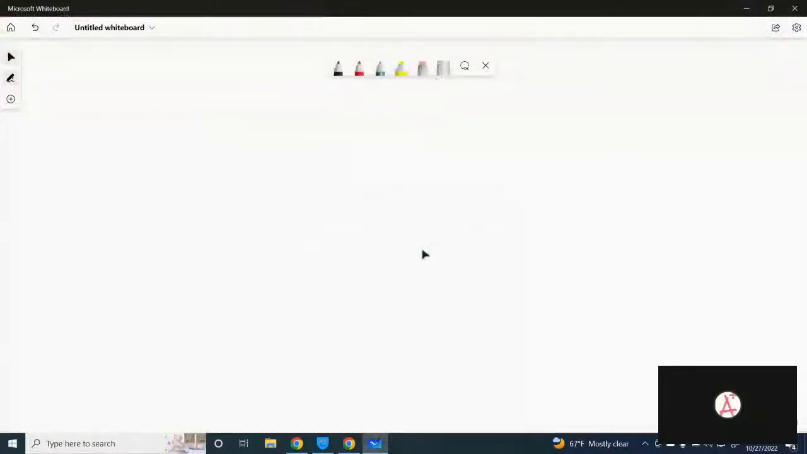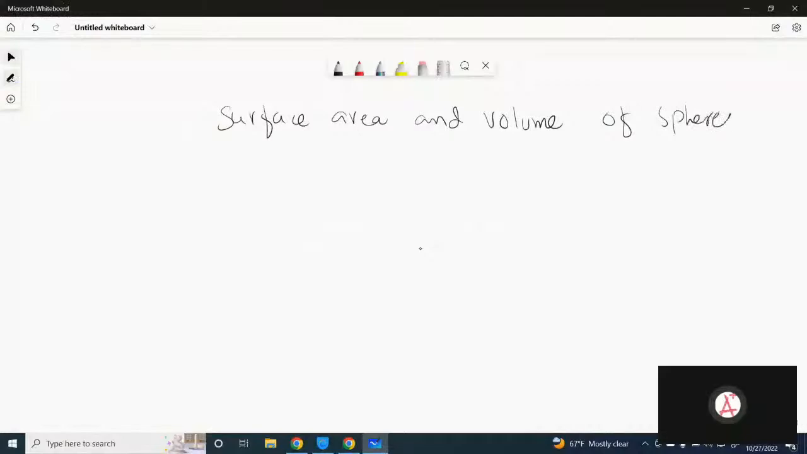Okay, the next topic is surface area and volume of spheres. Okay, let's start with an example. You are given a sphere. You have to find the volume of the sphere.